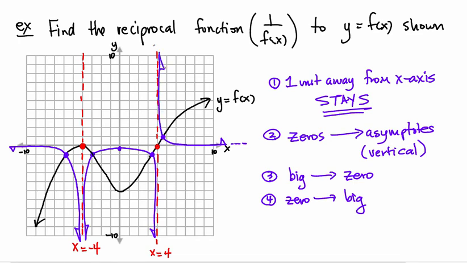And so my blue graph is the reciprocal graph to the black graph that was already originally drawn for me. 1 unit away stays, zeros become asymptotes, and another way of saying big to 0 and 0 to big is: as you get closer to the x-axis, it goes far, near goes far, and further away goes closer and closer. So near goes far, and far goes near. Let me show you one last example.